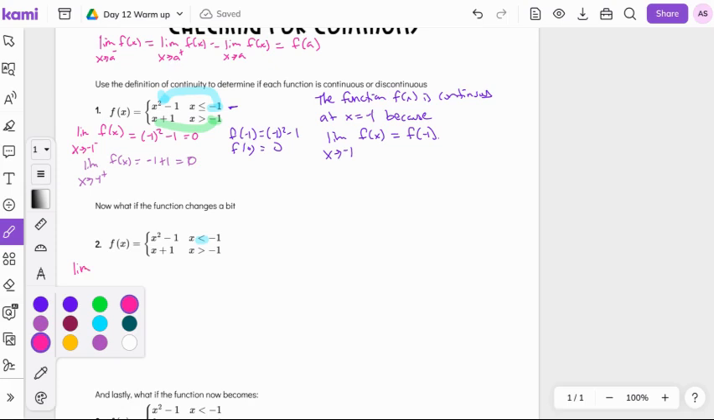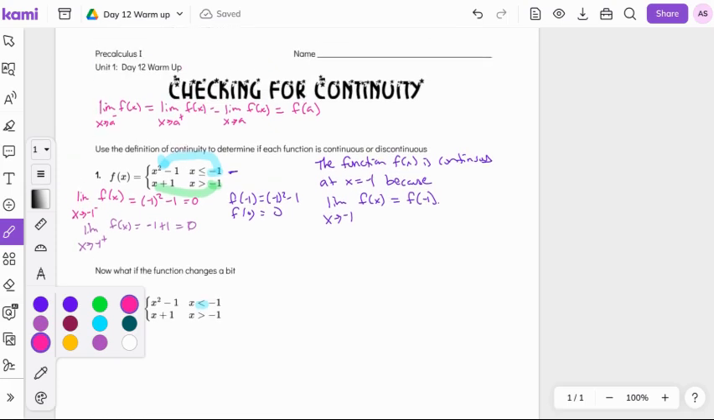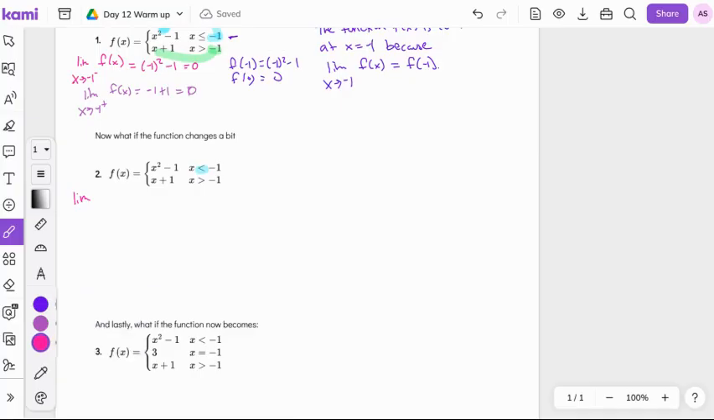But we do know that the left-hand limit, the limit as x approaches -1 from the left of f of x, is equal to -1 squared minus 1, which is going to equal 0. We also know the limit as x approaches -1 from the right-hand side of f of x is also equal to 0. And so therefore we do know the limit as x approaches -1 of f of x is going to equal 0.